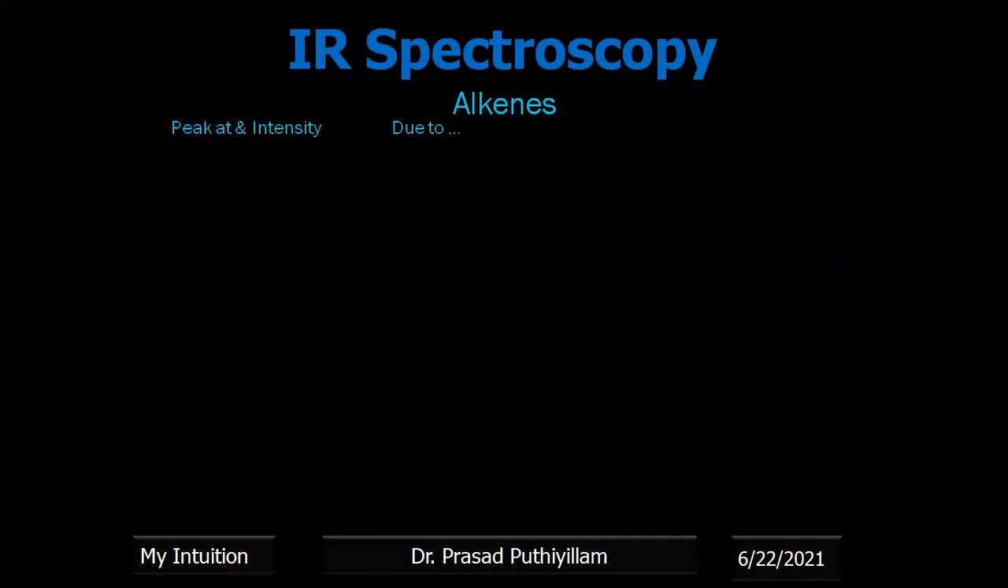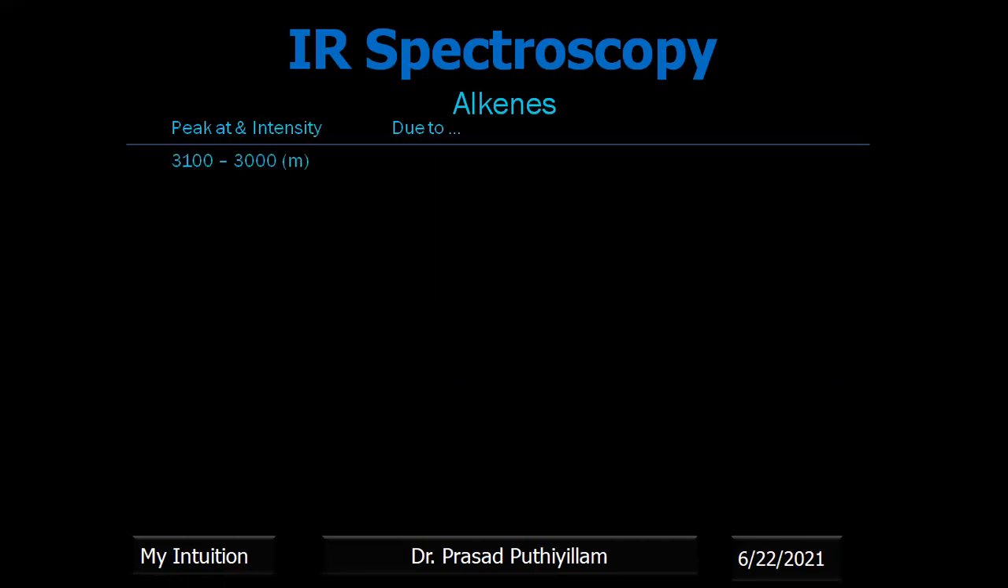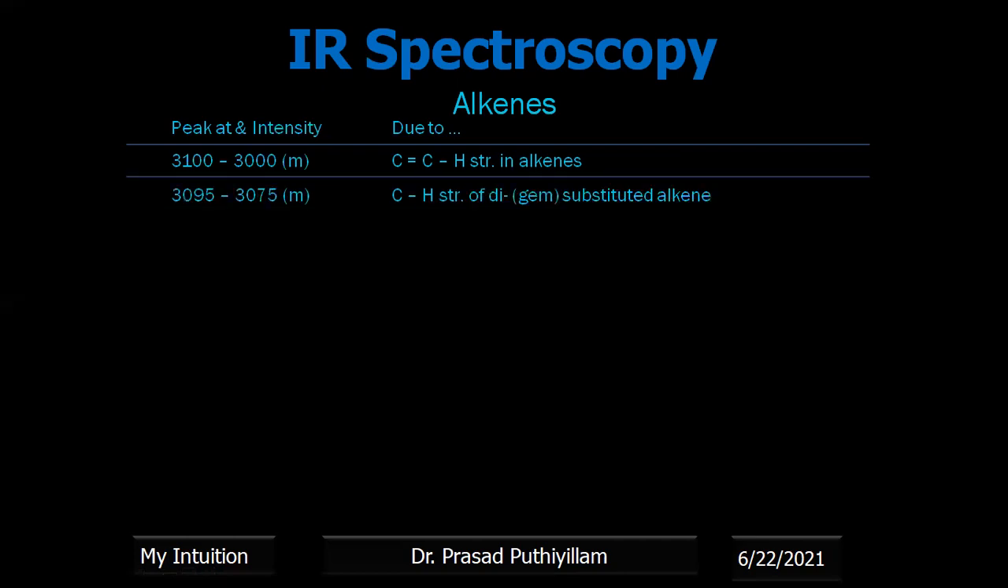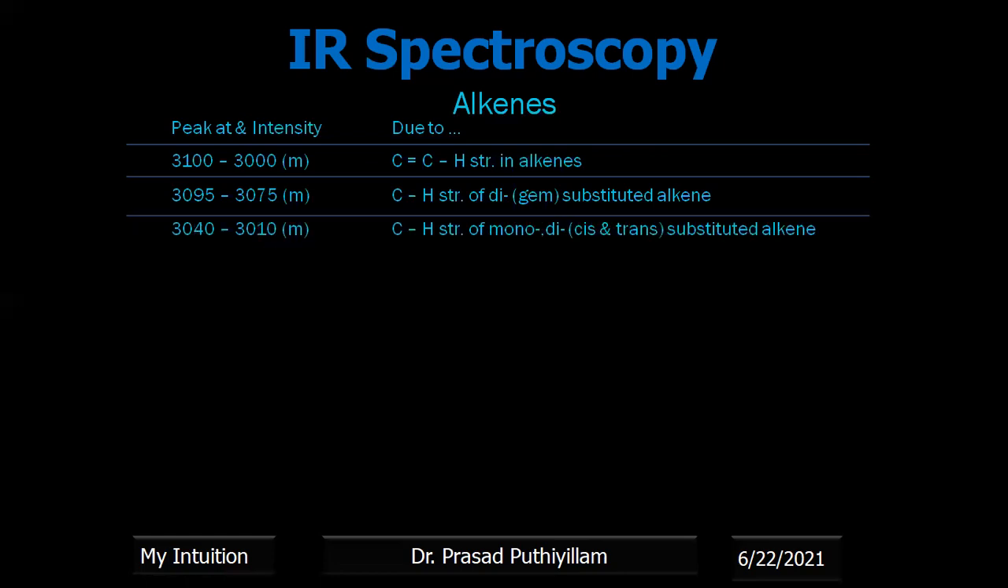So we'll see some of the characteristics, the peaks, the intensity and what it represents. 3100 to 3000, a medium band is expected because of the CH stretching, where the C is connected to another carbon by a double bond. So double bonded molecules are called alkenes. This will give a different stretching frequency compared to the normal CH stretching. In dimethyl substituted alkene, 3095 to 3075. Then 3040 to 3010, a medium band. All these are medium intensity. We won't get a very sharp peak. Medium sized peaks are obtained.